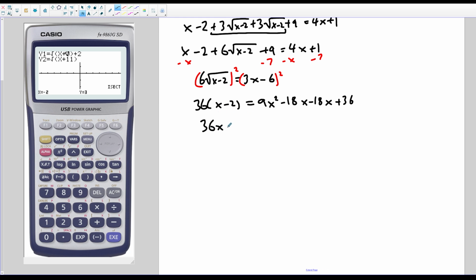Over on the left-hand side, 36 times x gives me 36x. And then 36 times negative 2 gives me negative 72. I can clean things up on the right-hand side here by subtracting those together.